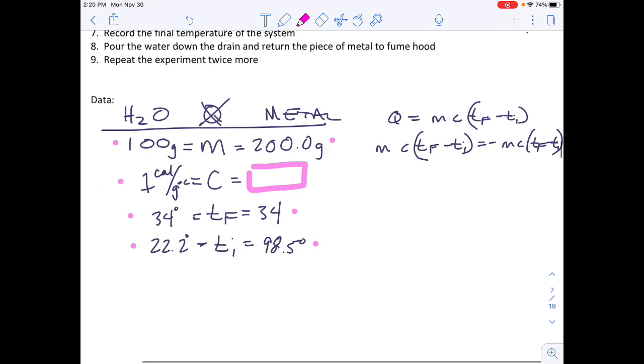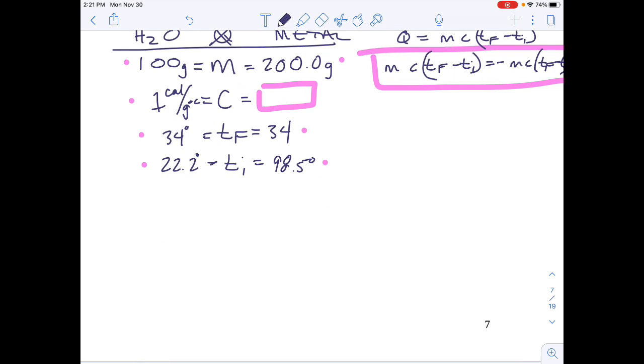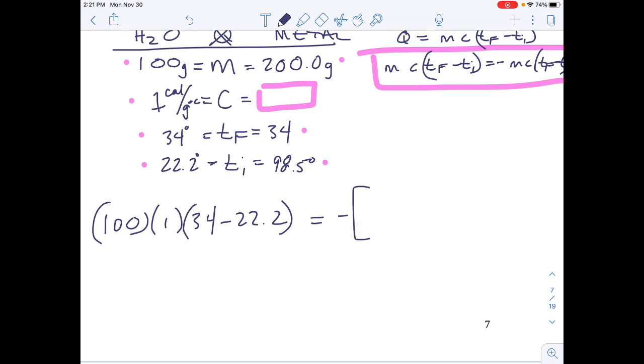Again, these are the two equations that we're dealing with. We have to use this equation. I mean, you technically could use the top one and run it twice. We're not going to get into that right now, but we're going to use the bottom equation. There's 8 total variables. We have 7, and we're solving for the 8th, so let's go ahead and do that. So I'm going to plug in the information that I know. I know that I have 100 grams of water, specific heat of 1, final temperature, initial temperature. Set that equal to the whole negative side of 200 grams of metal, we're solving for the C of metal, and 34 minus 98.5.